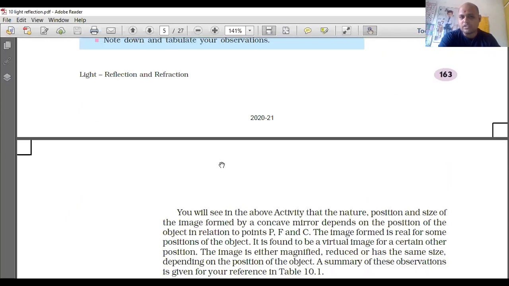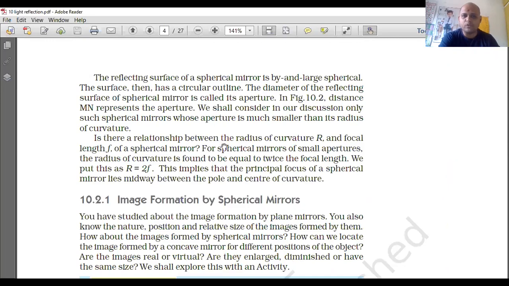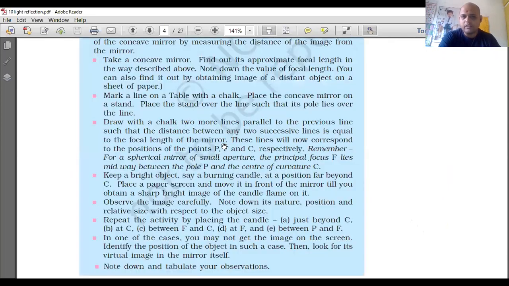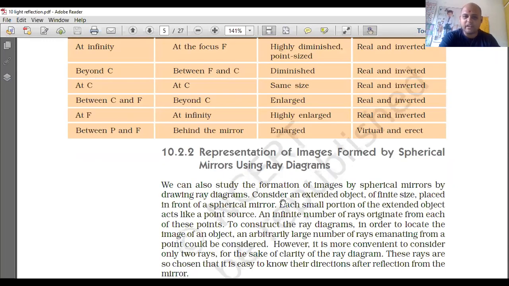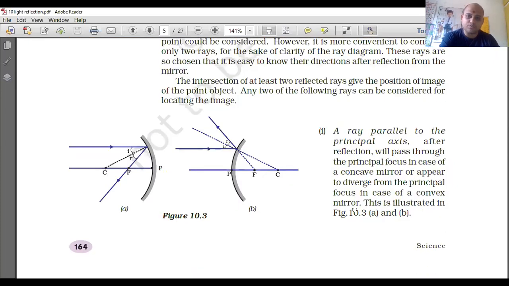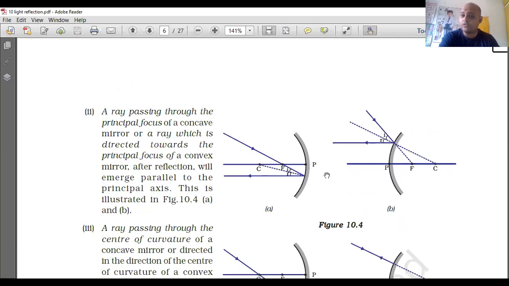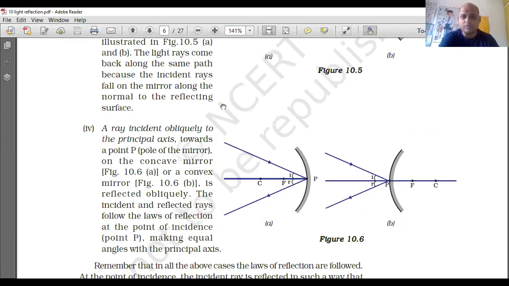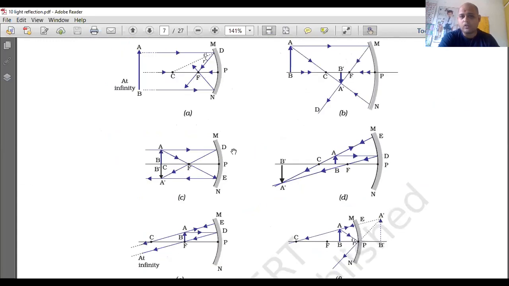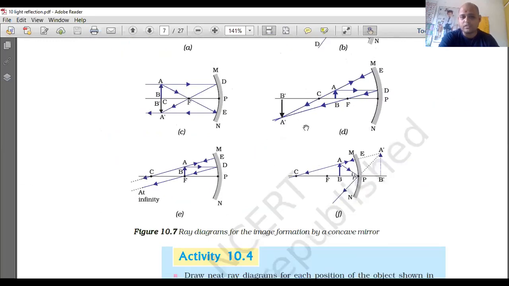So this is what I want you to read, all the way from 10.2. Activity 10.3 also you can do on your own. Representation of images formed by spherical mirrors using ray diagrams. This is just what we discussed. You will have to draw these pictures on your own, and you will have to write the answers also. Image formation by a concave mirror, all what we have discussed.